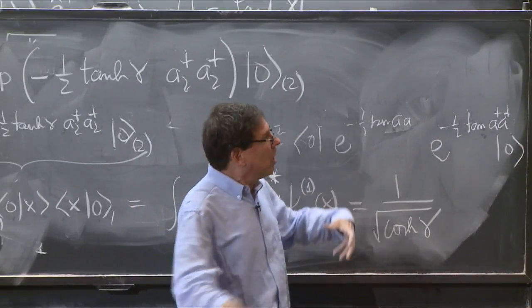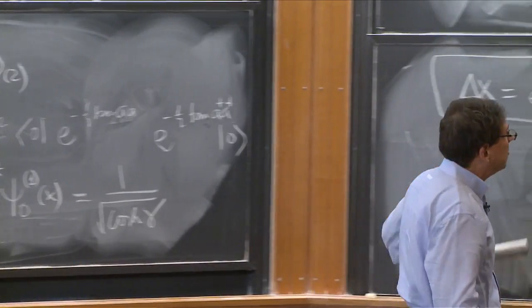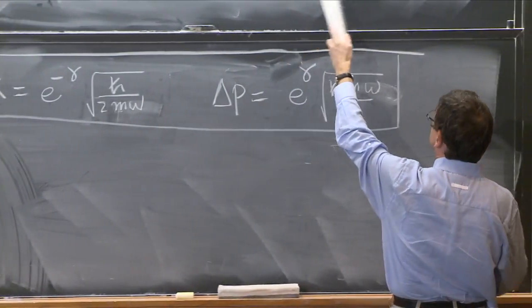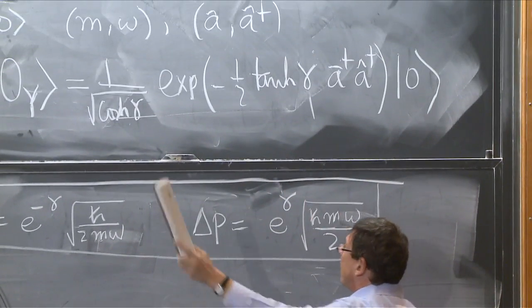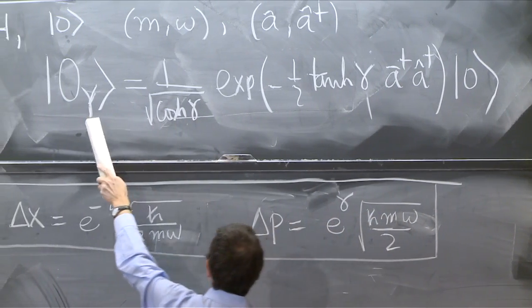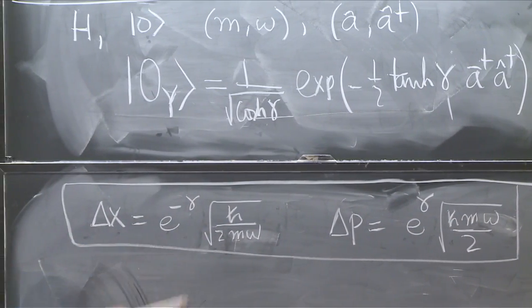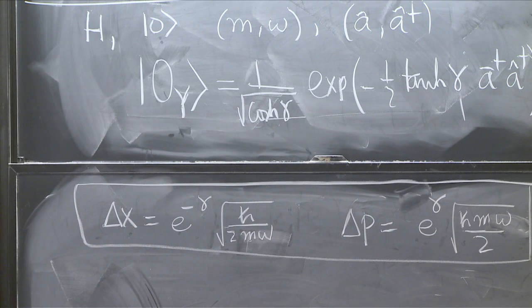So you have a Hamiltonian of a harmonic oscillator. You can construct the vacuum. You know how to construct coherent states by acting on the vacuum. Now you know how to construct squeeze states, states in which the expectation values do those things.